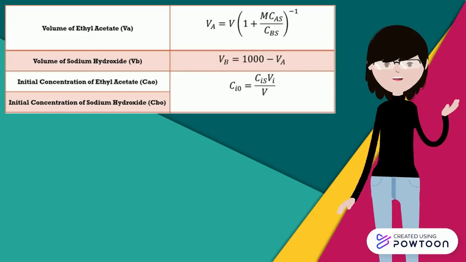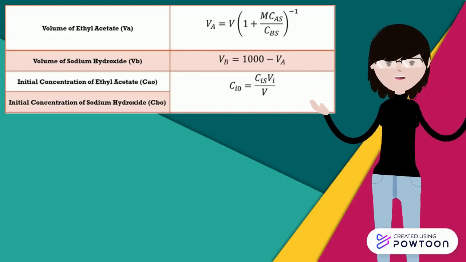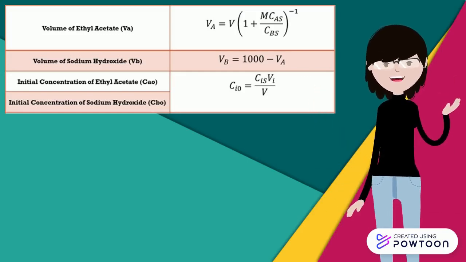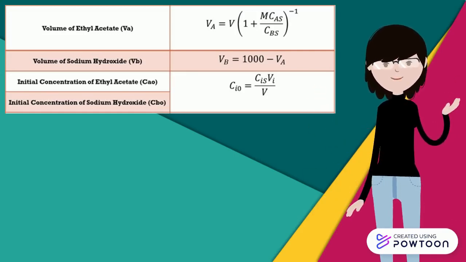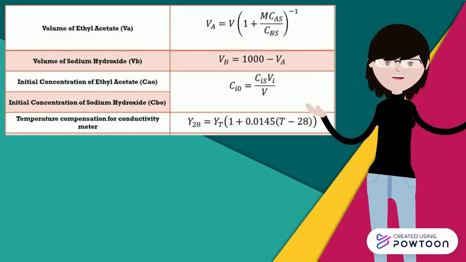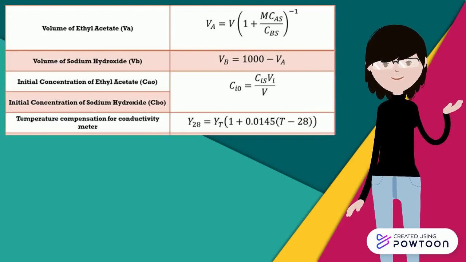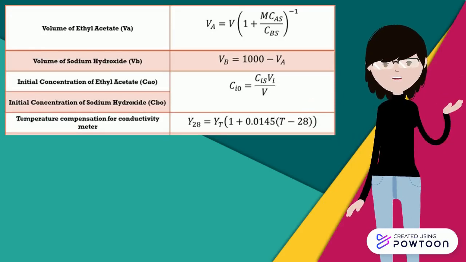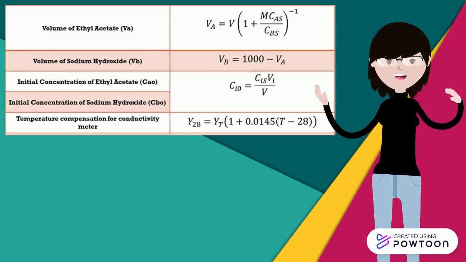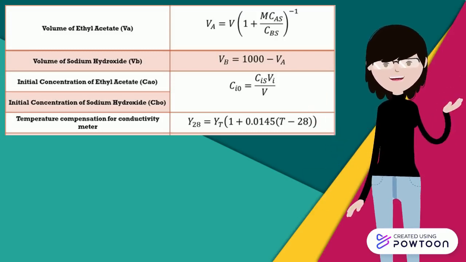Moreover, for obtaining the initial concentrations of ethyl acetate and sodium hydroxide, the formula is stock concentration of the species times volume of the species divided by total volume. Next is the temperature compensation for the conductivity meter, which is Y sub 28 equals the conductivity reading from raw data times (1 plus 0.0145 times the set temperature minus 28).